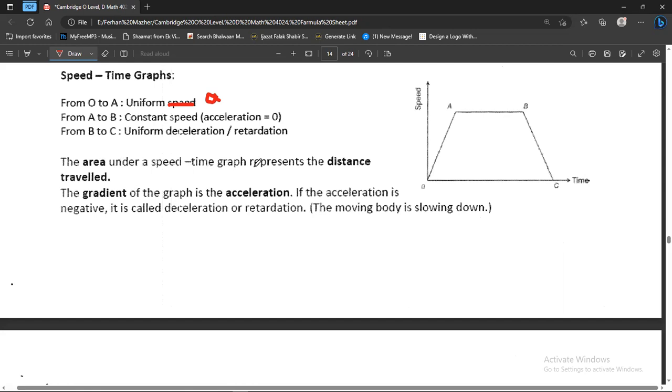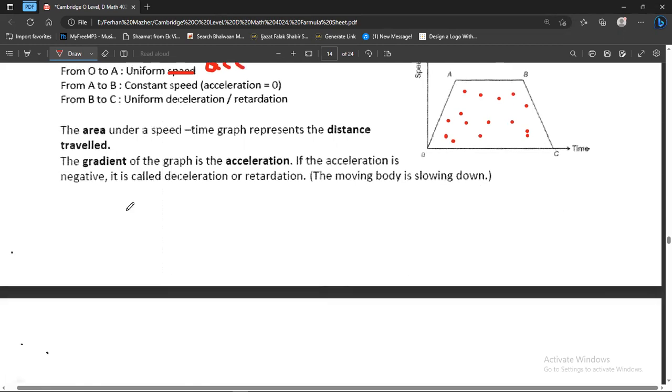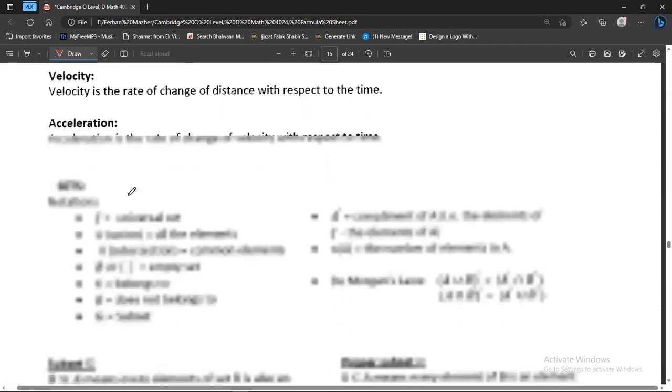The area under a speed time graph represents the distance traveled. This area under the speed time graph is equal to the distance traveled. The gradient of the graph is acceleration. If the acceleration is negative, it is called deceleration or retardation. The moving body is slowing down. For example, here the speed is gradually decreasing, this is retardation. Okay, so I have corrected this word. This word is here acceleration. If this is a straight line, then it means it's a uniform acceleration in the speed time graph.